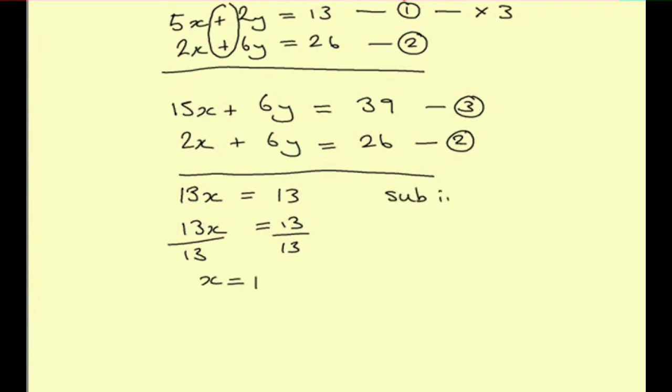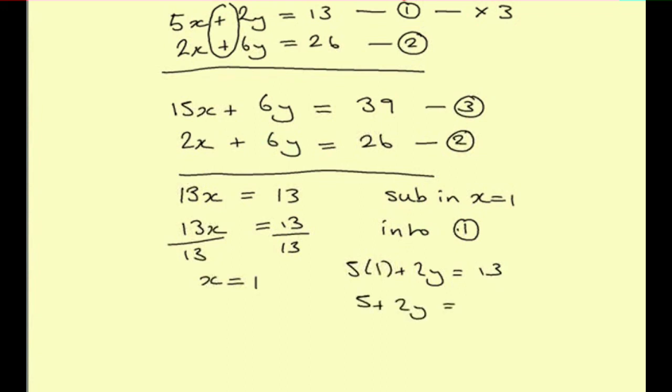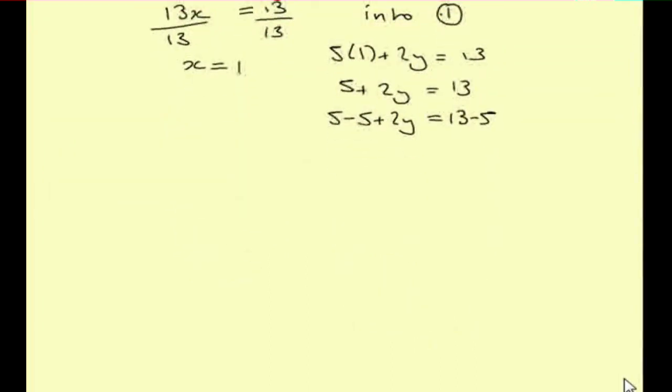So we sub in x equals 1 into equation 1. So we get 5 brackets 1 plus 2y equals 13. 5 plus 2y equals 13. So we take 5 from both sides. So we end up with 2y equals 8. And then divide both sides by 2. So y is equal to 4.